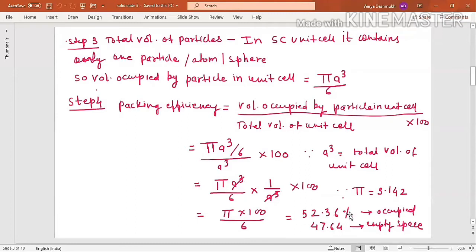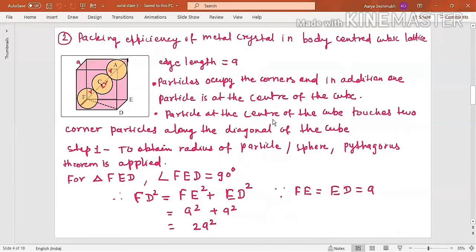This percentage is occupied by the spheres or the particles in the unit cell, and the remaining would be the empty space in the simple cubic unit cell. Means the packing efficiency of the simple cubic unit cell is 52.36%. This is about the simple cubic unit cell. Now we proceed further to the packing efficiency of a metal crystal in a body-centered cubic lattice or cubic unit cell.